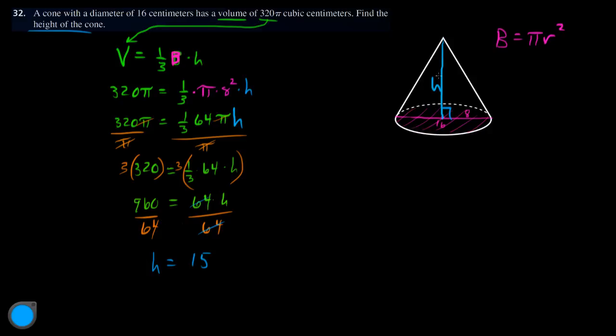And the height is a linear dimension. It's not a volume or an area or a surface area. And since this was measured in cubic centimeters, this must be in plain old centimeters.